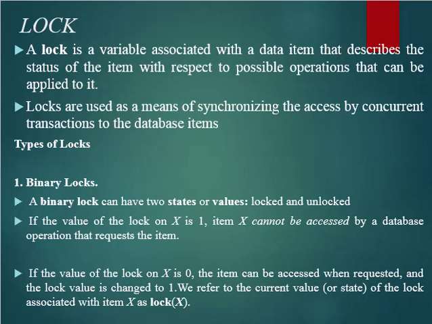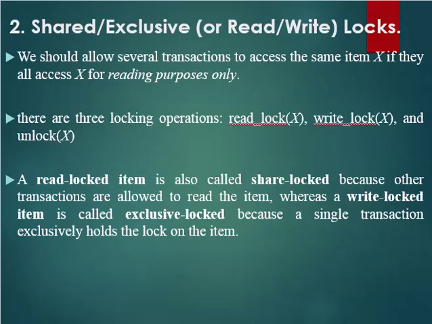and before granting the permission to that transaction, the DBMS will change the state of the lock of that data item from 0 to 1. We refer to the current value of the state of the lock associated with item X as lock of X. So it's actually showing some function. Lock of X will return the current value of the lock variable. So just to use in the following slides, we are describing a function lock of X.